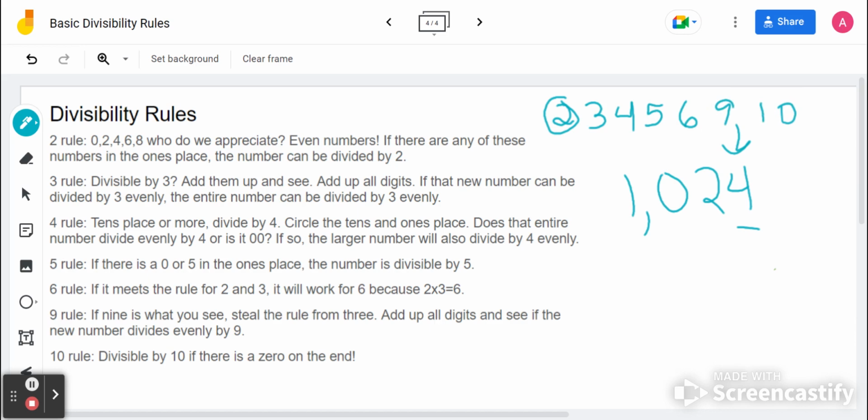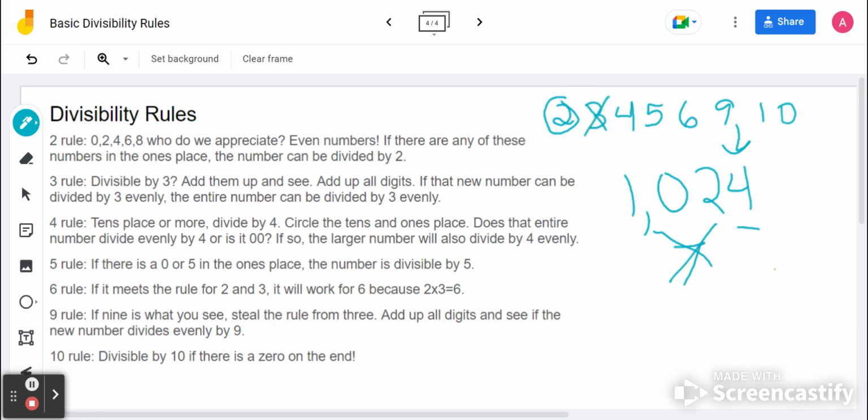Okay, 3. Divisible by 3, add them up and see. So let's add up all the digits. And if this new number can be divided by 3 evenly, then the whole number is divisible by 3. So 4, 5, 6, 7. 7 cannot be divided by 3 evenly, so this is not divisible by 3.